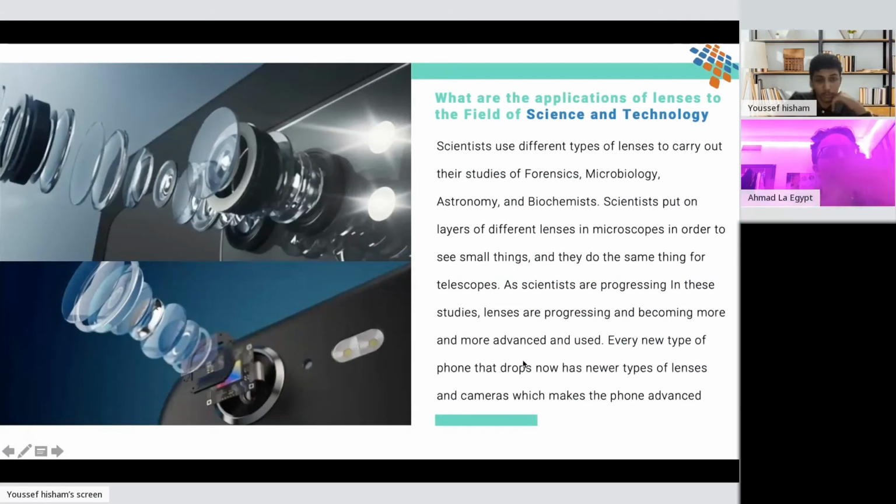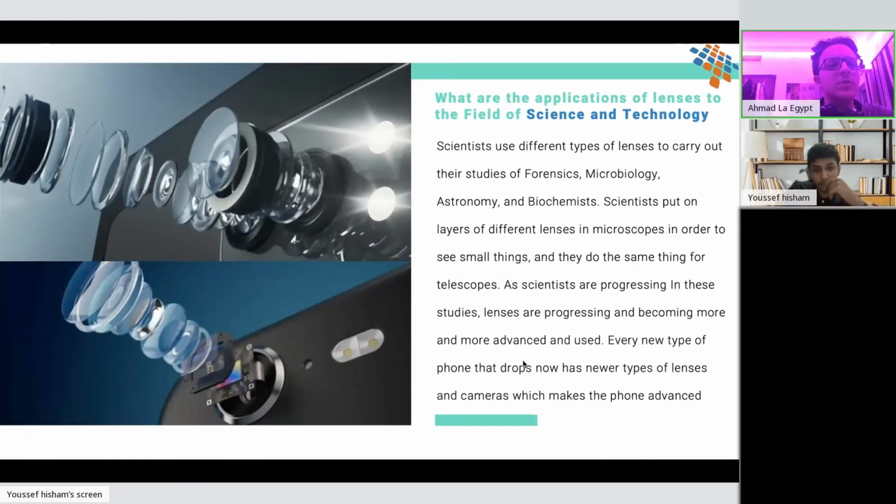And now on this slide we're going to present to you the applications of lenses and why they offer such a big deal to science and technology in our modern day.